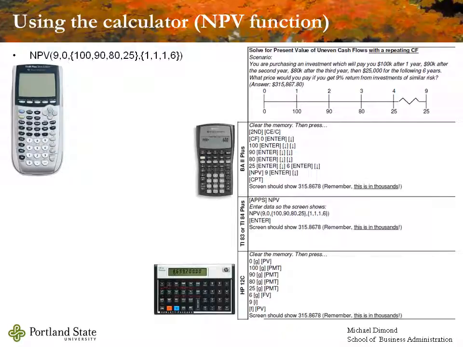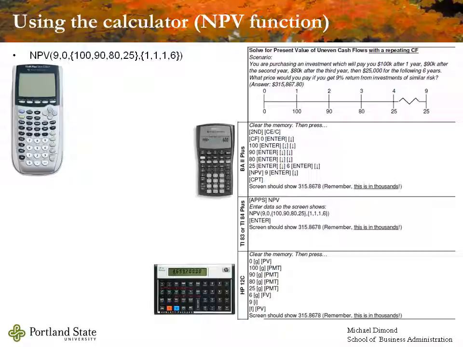You're going to tell it to repeat the first cash flow once, so I put a 1 and a comma. I'm going to repeat the second cash flow once, so I put a 1 and a comma. I'm going to use the third cash flow one time, so I put a 1 and a comma. Then I put a 6 because it's going to use that fourth cash flow 6 times in the computations. Close the curly brackets, close the parenthesis, and solve. And it should give you the correct answer, which is 315.8678.